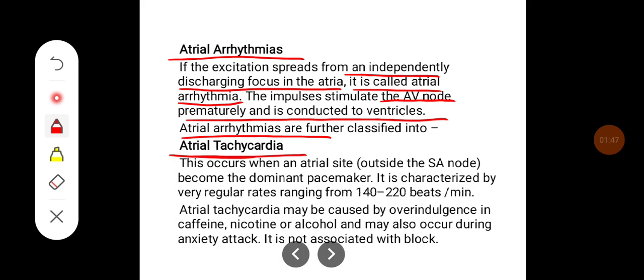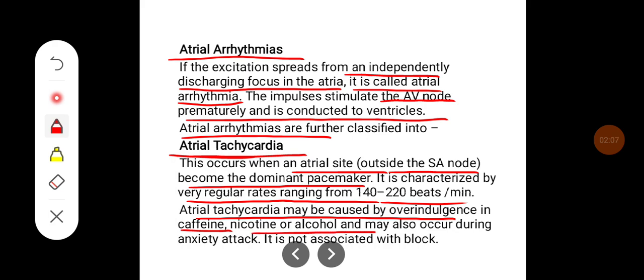Atrial tachycardia. This occurs when an atrial site, that is outside the SA node, becomes a dominant pacemaker. It is characterized by very regular rates ranging from 140 to 220 beats per minute. Atrial tachycardia may be caused by overindulgence in caffeine, nicotine, or alcohol and may also occur during an anxiety attack. It is not associated with block.